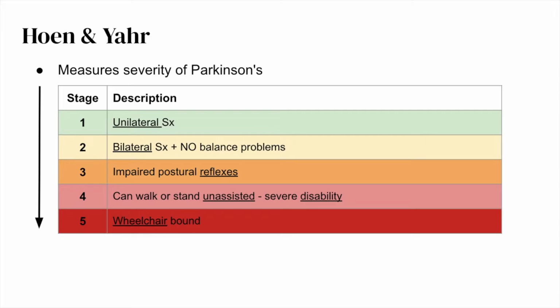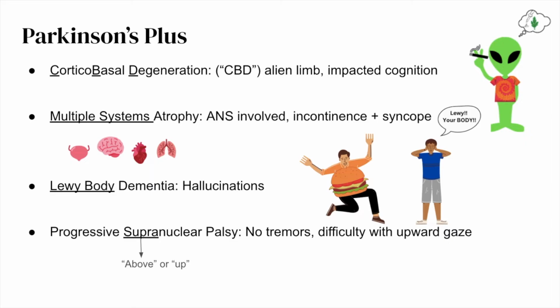So the Hoehn and Yahr scale measures severity of Parkinson's disease. Stages 1 through 5 get progressively more severe. So starting at stage 1, symptoms are only unilateral. Stage 2, they're bilateral, but you still don't have balance problems. And at stage 3, the reflexes are impaired. And at stage 4, while they can walk or stand unassisted, there is a severe disability here. And then at stage 5, the last stage, they're going to be wheelchair bound without assistance.